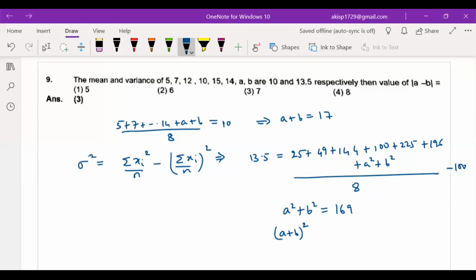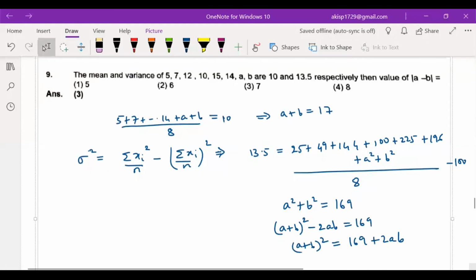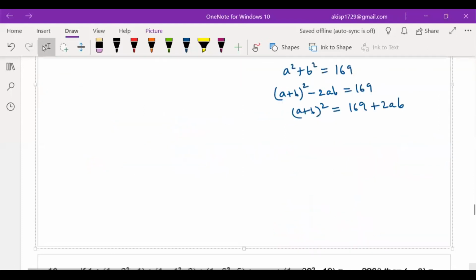This is the same as a square plus b square minus 2ab. This is 169, so I know what a plus b whole square is. So a plus b whole square from here can be said as 169 plus 2ab. This is a plus b whole square, right? So this a plus b whole square is what I have.